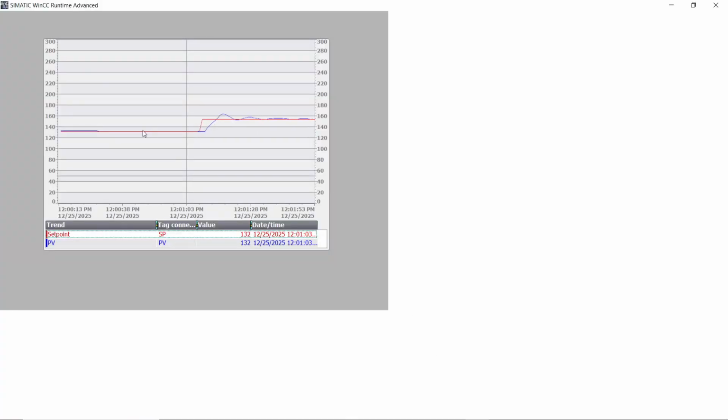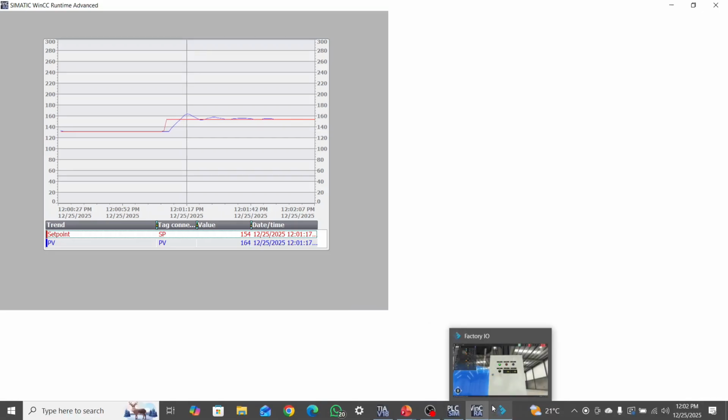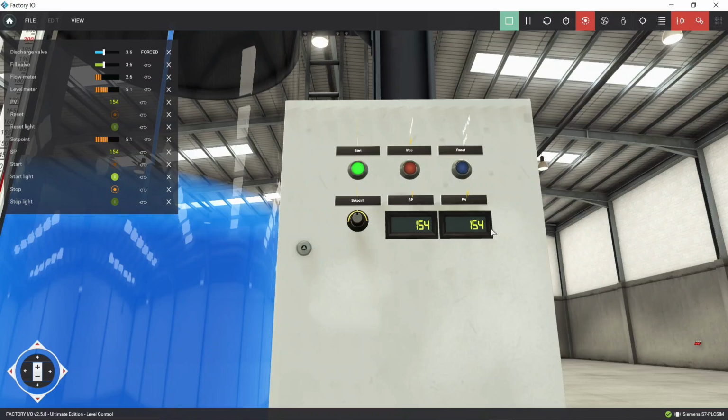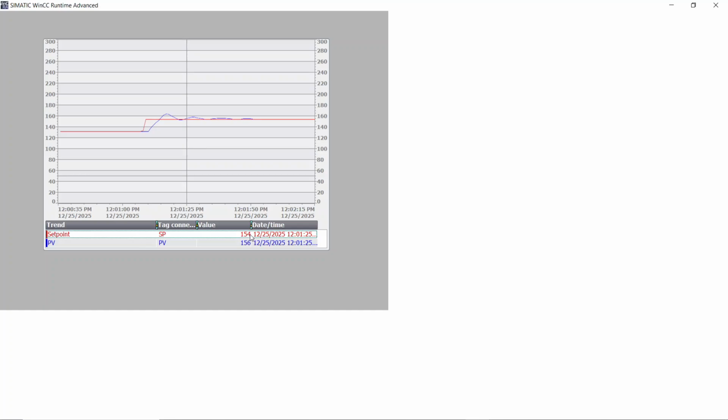as you can see, whenever we increase the set point, the red mark goes above, and our blue mark is also increased, and after a certain point it becomes stable. So you can see that. So here you can see our set point and our process value are equal.